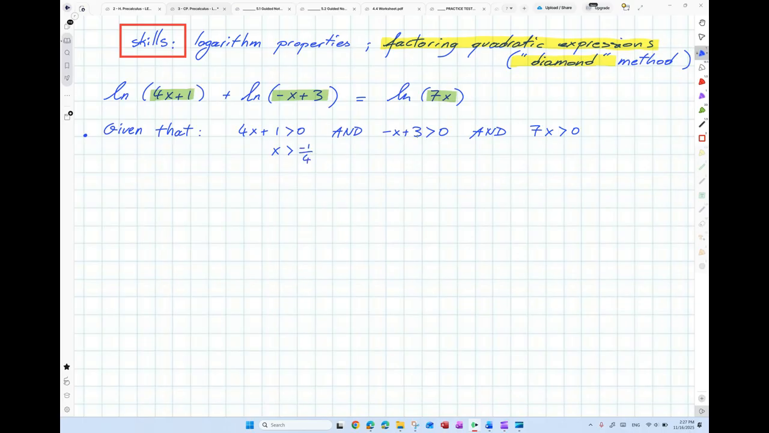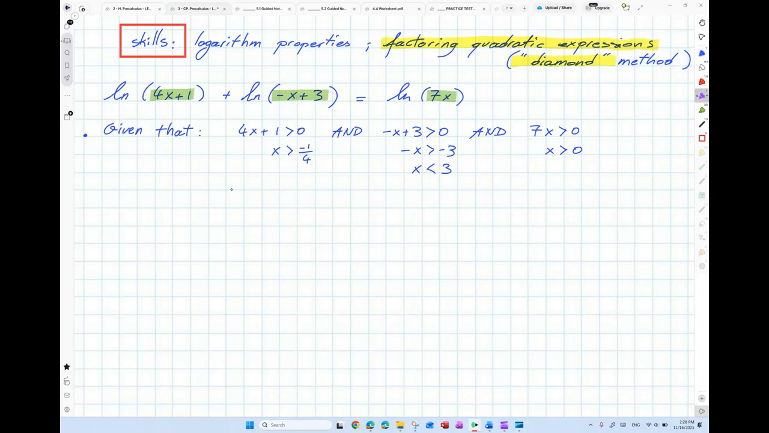For negative x plus 3 greater than 0, let me do that in 2 steps and have negative x greater than negative 3. And I'm going to divide everything by negative 1, which will flip the inequality. So I'll have x less than 3. And finally, 0 divided by 7 is 0, so I will have x greater than 0.